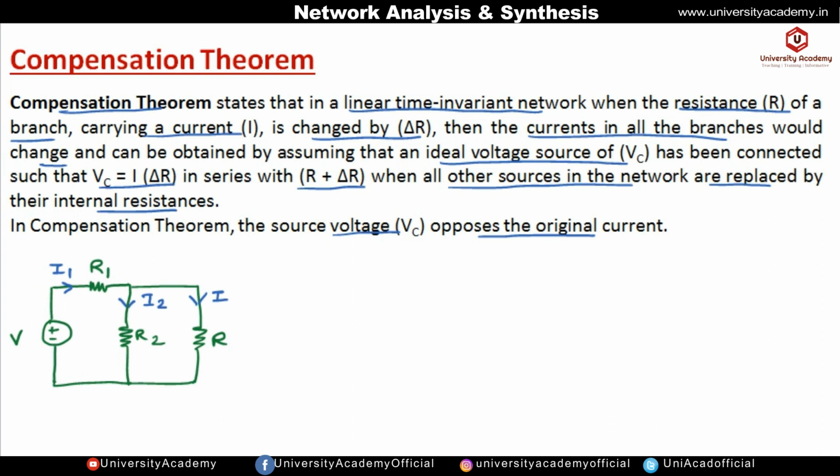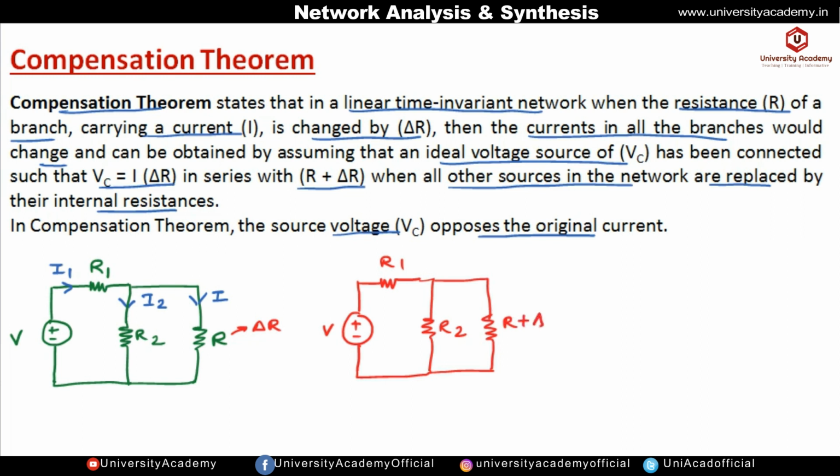Now here the resistance R, which is present in this branch, is carrying a current I. Now if this resistance value R is changed by some delta R value, then the circuit will still consist of this voltage source. So there will be no change in the voltage source, only this resistance R is getting changed by some value delta R. The entire network will remain the same, so this is resistance R1, this is resistance R2, and this resistance will become R plus delta R.